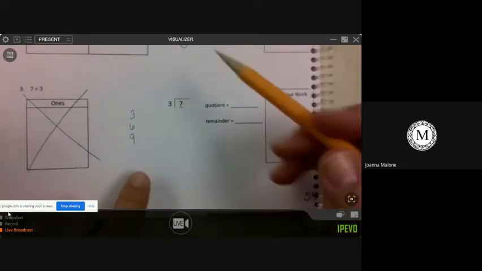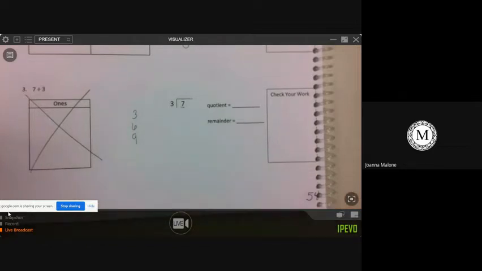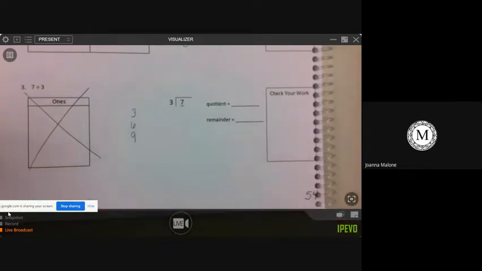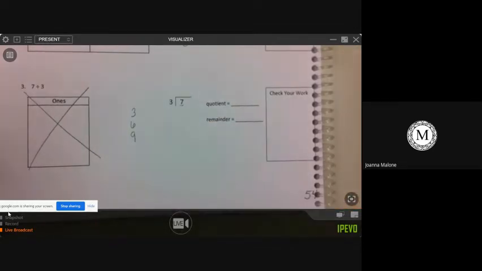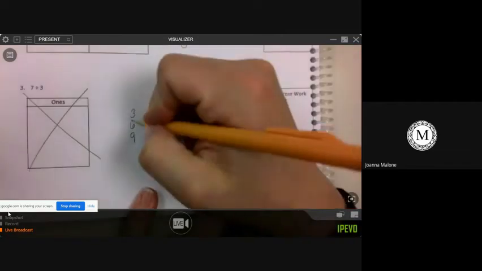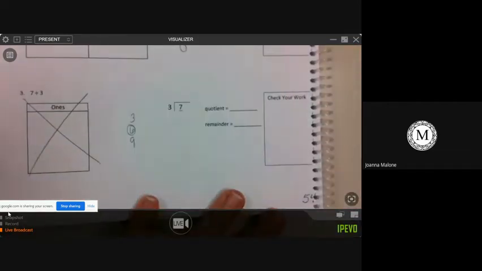Okay. Now I have to do 7 divided by 3. So I got to figure out how many groups of 3 I can make with 7 discs, right? That's what we're doing in our brain. Yes? What number am I going to circle, 6 or 9? What do you think, Skyra? Nope. I don't have 9 discs. How can I use 9 if I don't have 9 discs? 9 discs. What do you think? Mason? Yeah, right? I can use 6 discs to make groups, right?